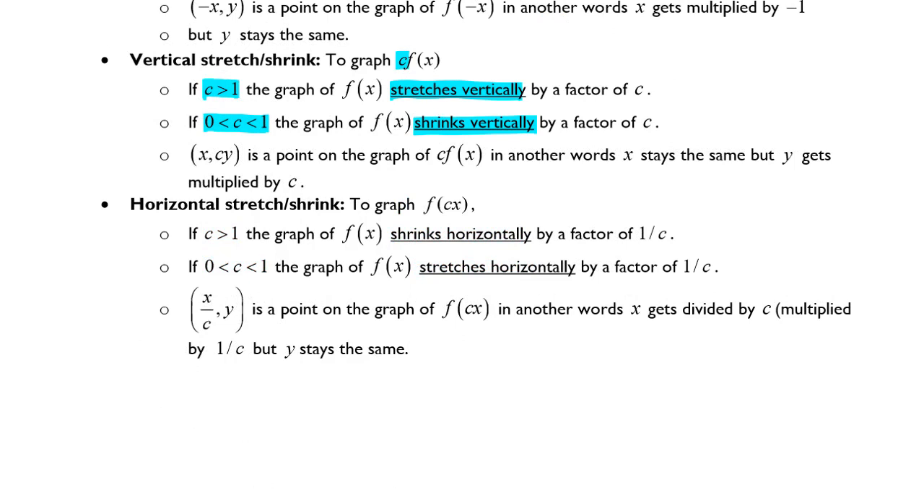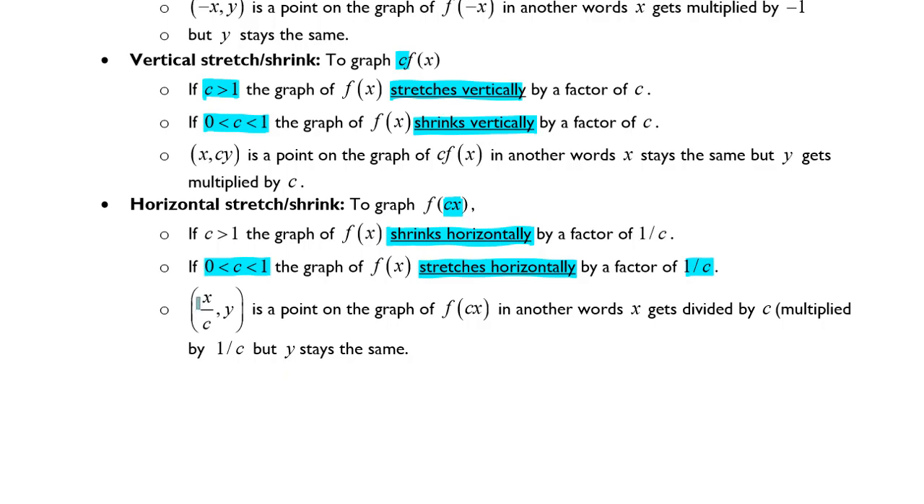And finally, if you want something to horizontally stretch or shrink, you multiply your x coordinates by c inside your function. If c is greater than 1, the function shrinks horizontally. And if the scalar c is between 0 and 1, the graph stretches horizontally by a factor of 1 over c.